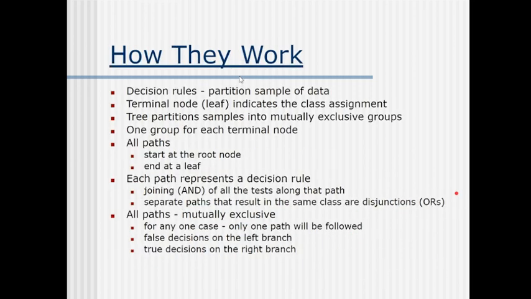So how do these work? Decision rules partition the sample of data, and the terminal leaf node indicates the class assignment. The tree partitions the sample into mutually exclusive groups, one group for each terminal node. So all paths start at a root node and end at a leaf node, as you saw in the image a couple slides ago. And each path represents a decision rule, joining with AND all of the tests along the path. Separate paths that result in the same class are disjunctions, ORs. All paths are mutually exclusive. For any one case, only one path will be followed. False decisions are on the left branch and true decisions are on the right branch.